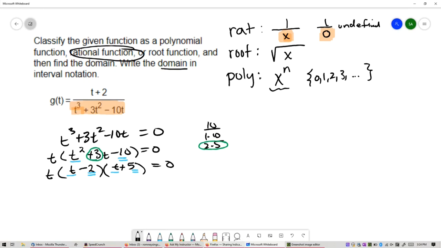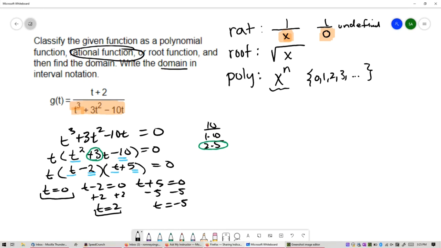And the zero product property, you set each factor equal to 0 and solve. So t equals 0 is solved. Here we'll add 2 to both sides. t equals 2. Subtract 5 on both sides and you get t equals negative 5.